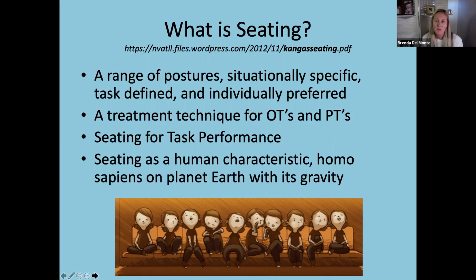So we make a lot of assumptions based on seating, on level of alertness, and I would caution you about that. But this is a big deal thing. There is seating for task performance, and there is seating for rest.